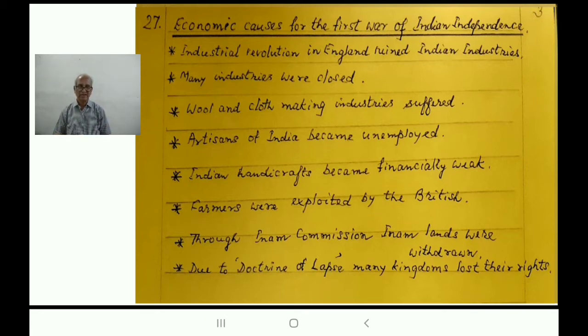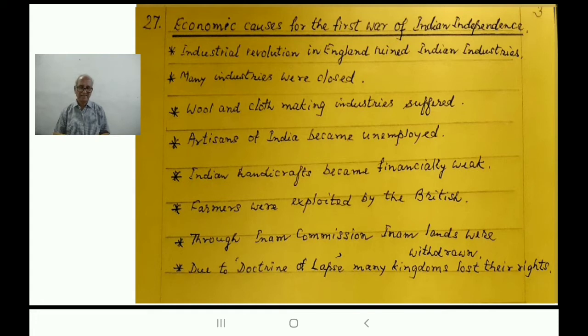Industrial revolution in England ruined Indian industries. What was the main reason? Why were people unhappy about the British rule? Because there was industrial revolution in Europe. Huge industrial revolution. They started producing goods on a mass scale, and that ruined the Indian village industries. They discouraged our industries. Many industries started getting closed down in India because better quality goods were coming from Europe. Machines were being used to produce there.